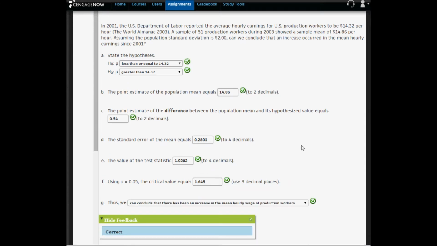After I hit check my work, notice that I have all the green check marks. So what does this test imply? The test implies that from 2001 to 2003, average hourly wages went up.